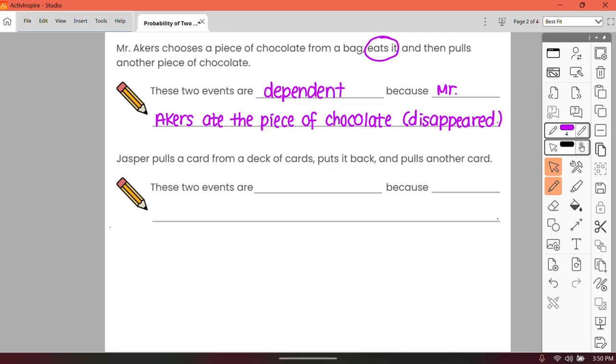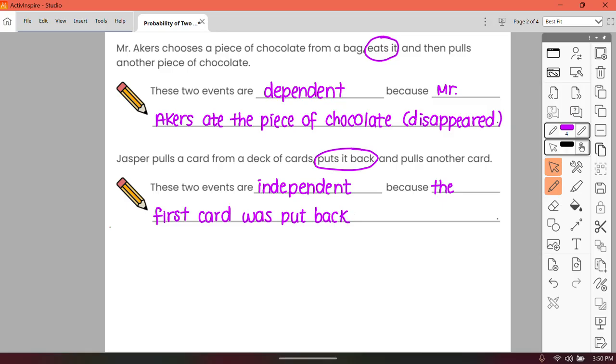And then the second example says Jasper pulls a card from a deck of cards, puts it back, and then pulls another card. And putting something back or returning it was another one of those signal words. And this time it tells me that these events are independent because the first card was put back. Nothing disappeared, nothing changed. It was put back in the deck, and the next time you draw a card, there's just as many as there were the first time.